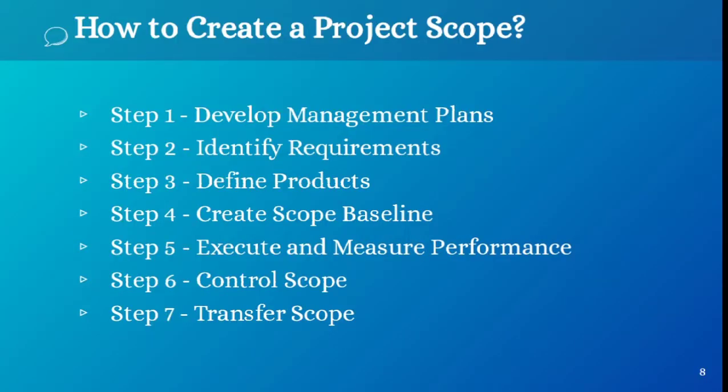Next is how to create a project scope. When creating a project scope, we need to follow these steps: step 1, develop management plan; step 2, identify requirements; step 3, define products; step 4, create scope baseline; step 5, execute and measure performance; step 6, control scope; step 7, transfer scope. So these are the steps to creating a project scope effectively.